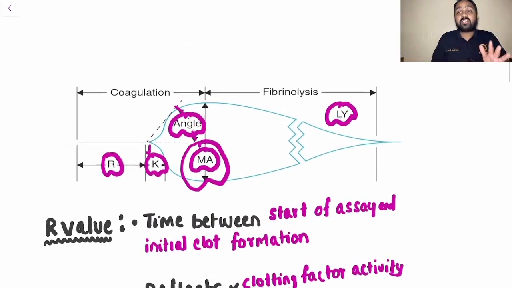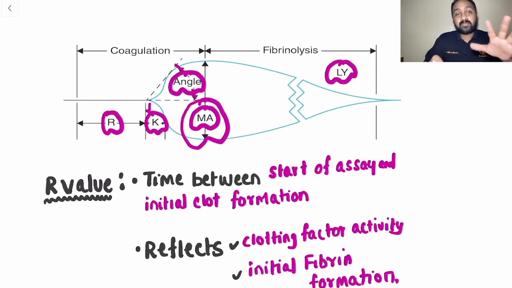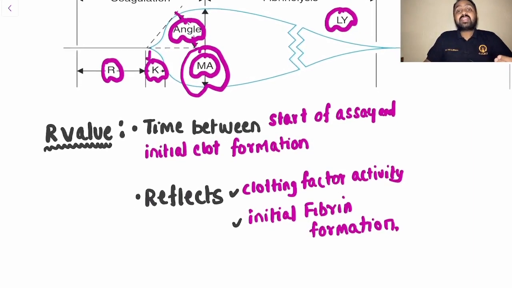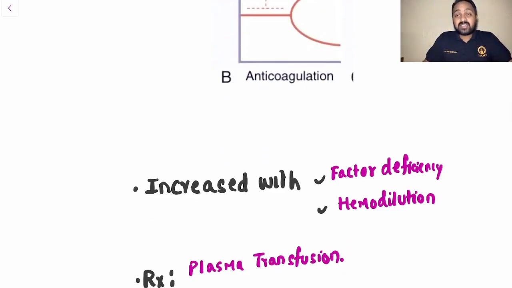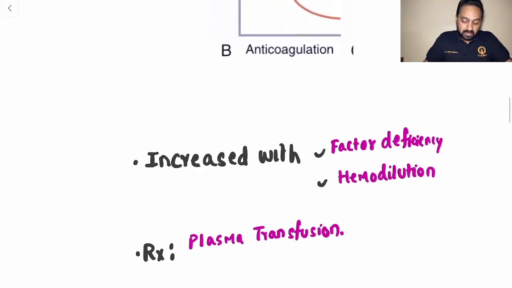So if you see, this study of your hemostasis in dynamic fashion is the viscoelastic property study by your thromboelastogram. So the important things that we need to remember in your thromboelastogram is your R value, which is your time between the start of assay and the initial clot formation. Now what happens if it is increased, right? That means there is factor deficiency in hemodilution and you would require a plasma transfusion.